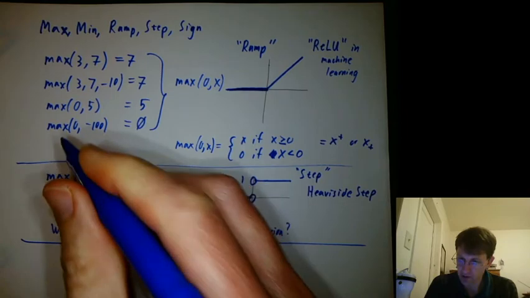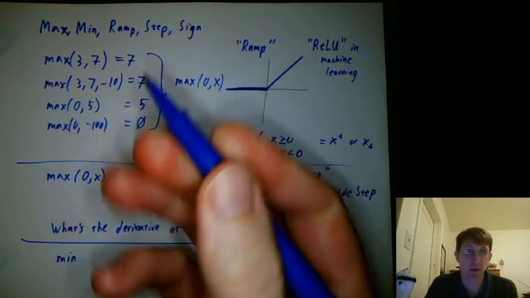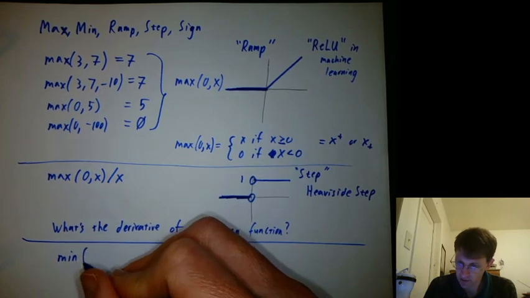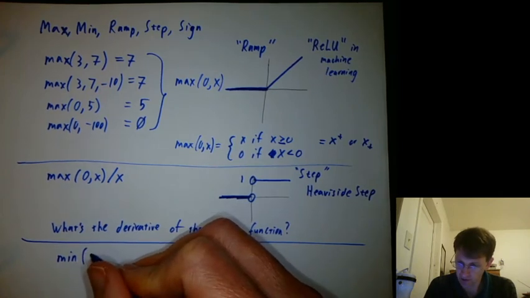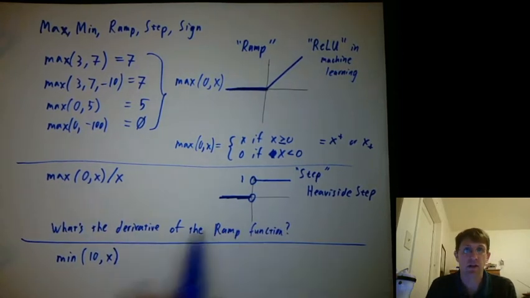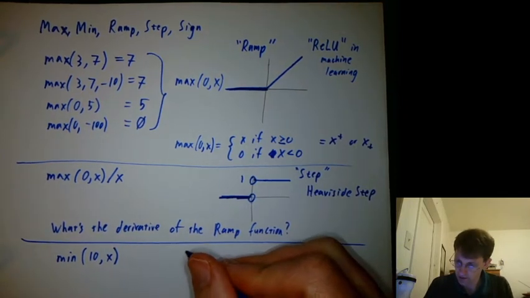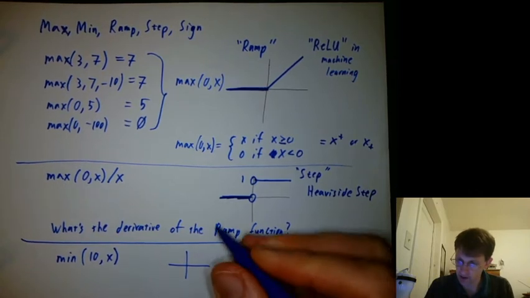Another useful function is min, just like max. So you can take the min of two things. If I needed to put a cap of something, like let's say 10 on a value, so I was going to control something, but the number was never allowed to go larger than 10, I could say min of 10 comma x.